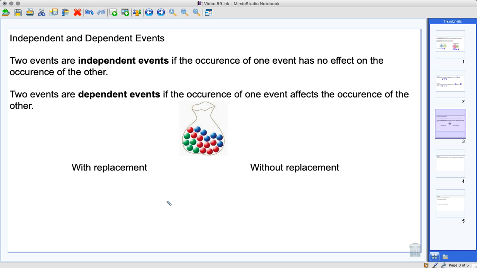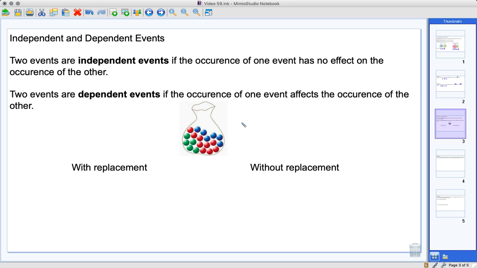Okay. Next thing we're going to talk about is independent and dependent events. Okay, so two events are independent if the occurrence of one event has no effect on the occurrence of the other. So basically, if I roll a dice and pick a card out of a deck of cards, me rolling the dice doesn't affect picking a card out of the deck of cards. Okay, the way that we're going to talk about it is with marbles. Okay, so a bag of marbles, if I take one marble out but put it back and pick another one out, that first one doesn't affect the second one.